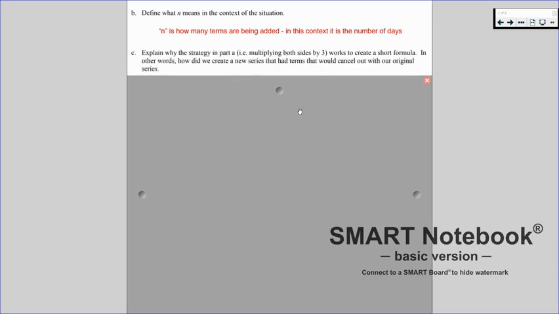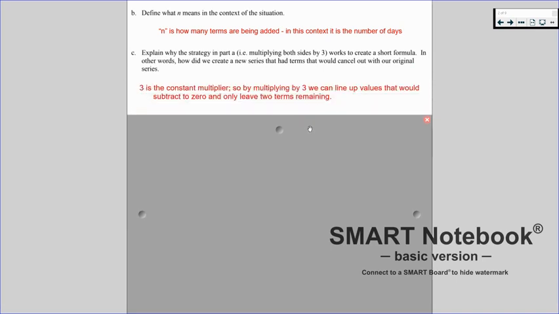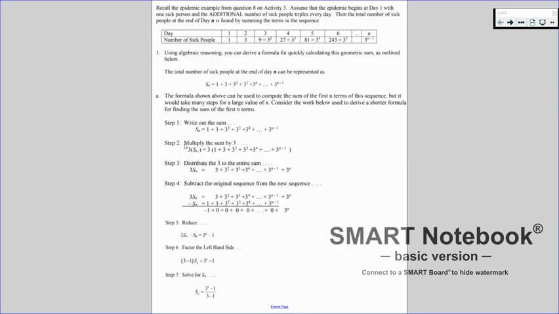And then in part C, it says explain why the strategy in part A, multiplying by 3, is going to work. And how do we create that new series? And what happens is, because 3 is the constant multiplier, when we multiply by 3, we line up all those values that are going to subtract to 0. And we only are left with those 2 terms that are left. So that's why we picked this 3 to multiply by here.